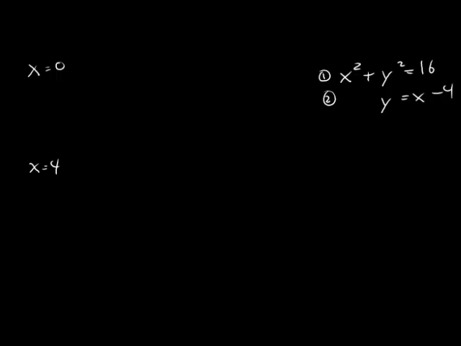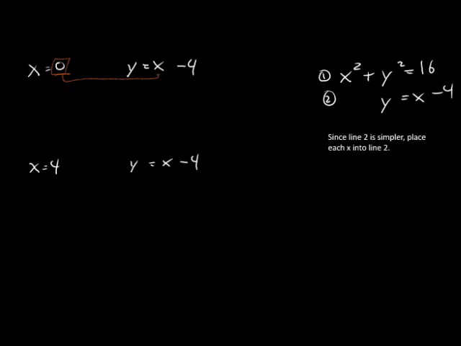However, line 2 seems a lot more simple than line 1. So for that reason, I will select line 2 and place the x's there. Line 2 says that y is equal to x minus 4. Everywhere we see x, let's place one of our solutions. Our first solution was x equals 0. We'll place that in for x, and this will give us y equals 0 minus 4, which is negative 4. Therefore, our first solution, we will write x comma y. The x we used was 0, and the y that we found was negative 4. This will be our first solution.